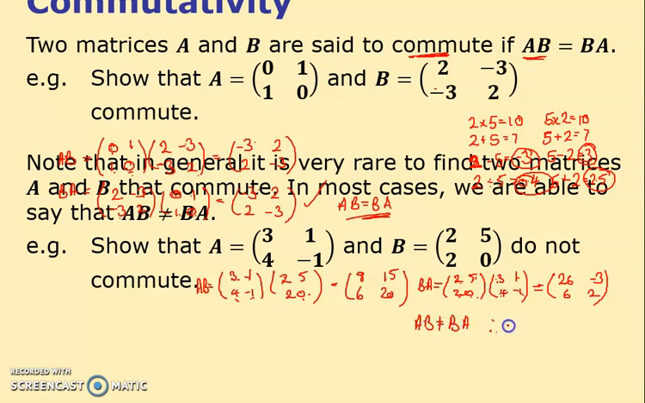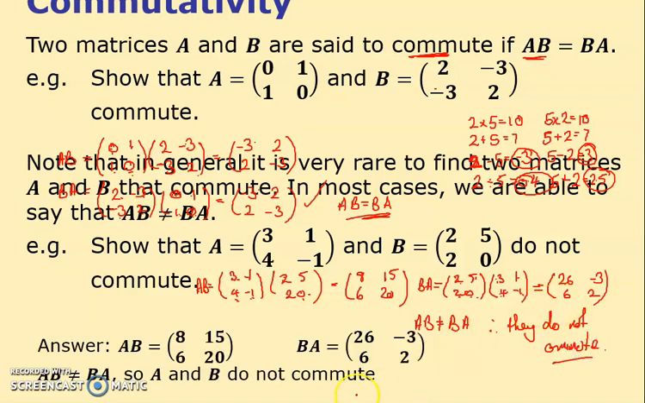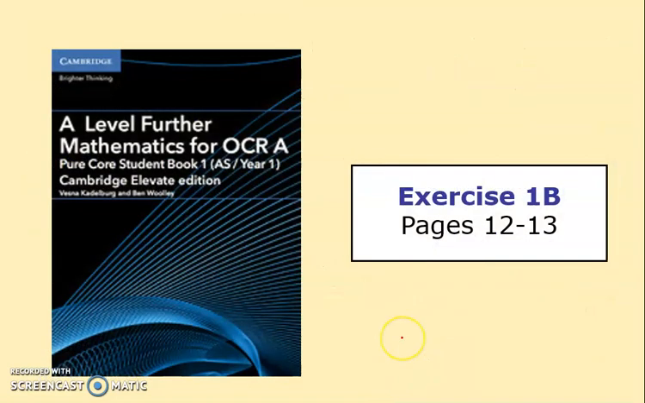Therefore, they do not commute. That's what I want to prove. What have I written? Is that the same answer? 8, 15, 6, 20, 26, minus 3, 6, 0. Perfect answer. So look, that's the end of that.